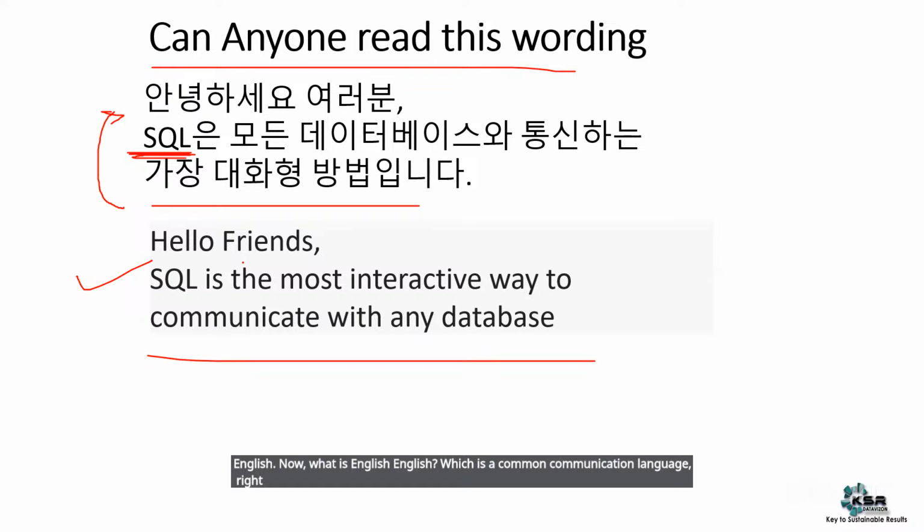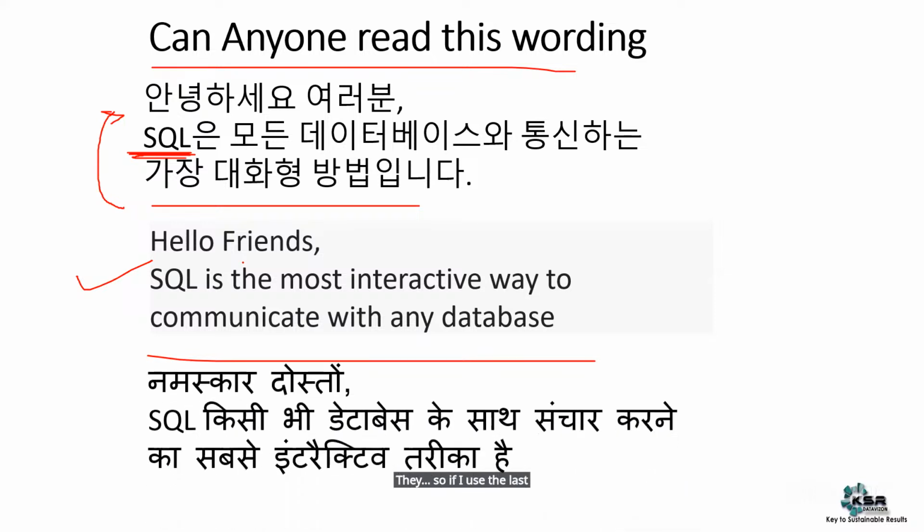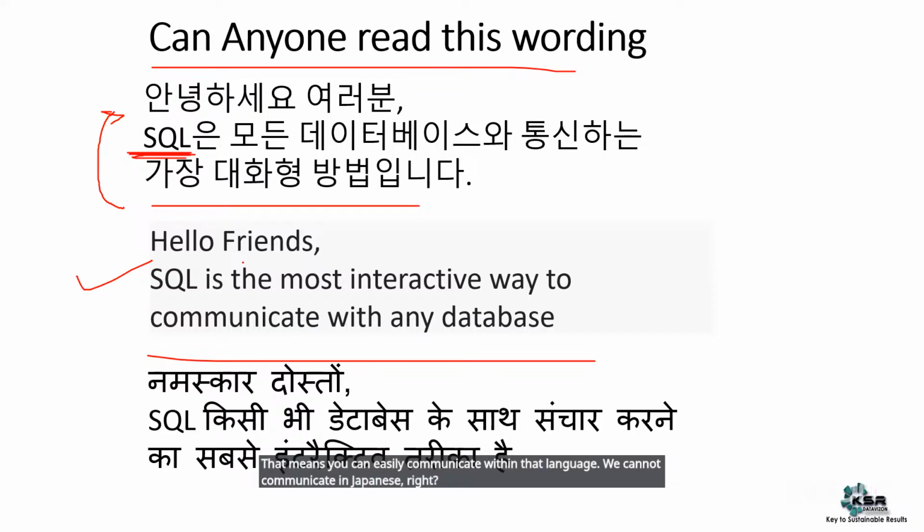So most of you understand easily, right? If I use the last option also, even this option is easily understandable by most of you, right? It's Hindi, a common language which you can easily understand. So the language which is easily understandable, easily readable, means you can easily communicate in that language. We cannot communicate in Japanese, right? Okay, there would be some people who might have communication in Japanese.